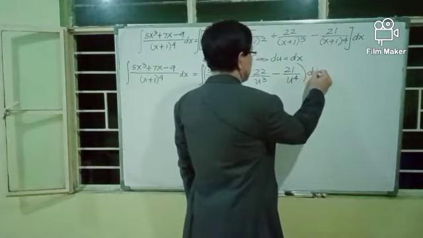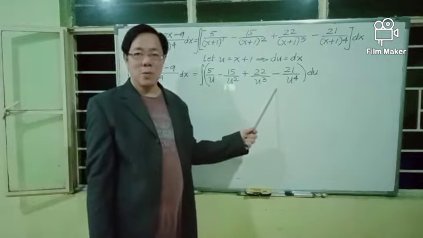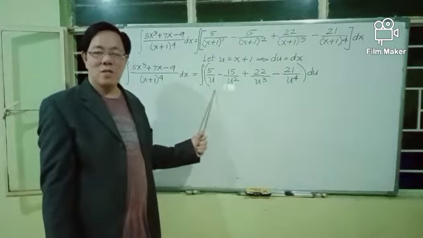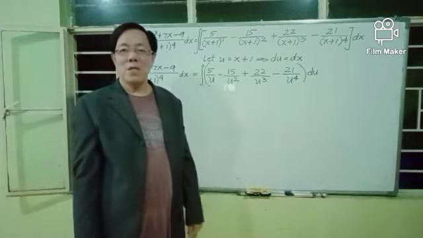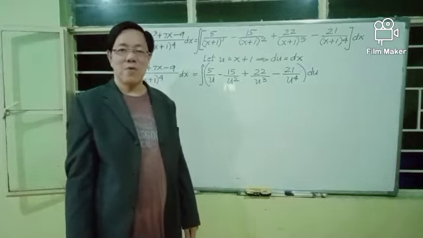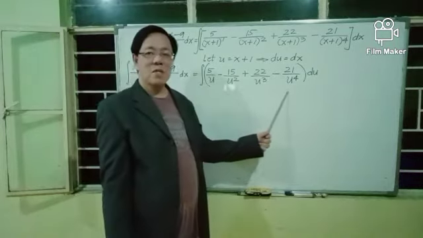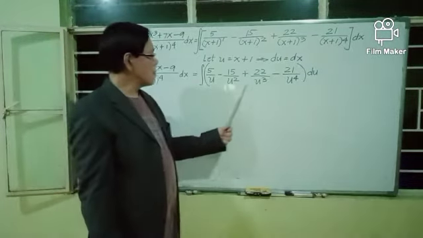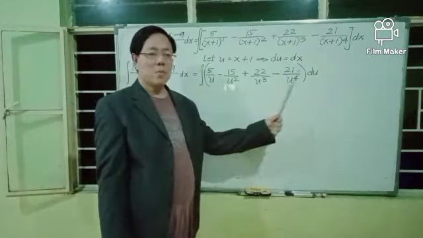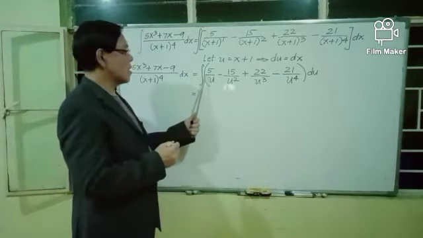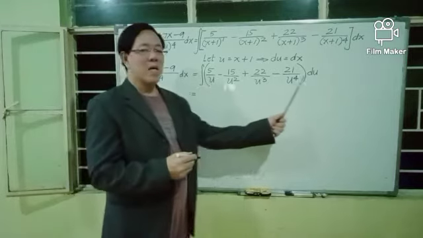To the right hand side, we apply the integration rule that says the integral of a sum or difference of two functions is equal to the sum or difference of the integrals of the two functions. Hence, to integrate the sum and difference, we integrate each term with respect to u. And the first term is the integral of 5 over u with respect to u.